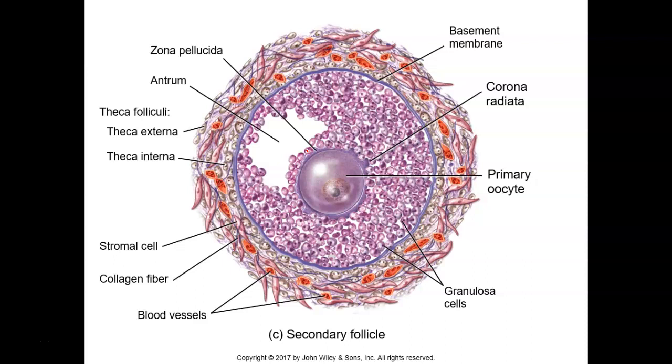Now, once we have a secondary follicle, you can see there starts to be some preparation in order for this oocyte to be flushed. Something called the antrum starts to form. It's basically a fluid-filled chamber.